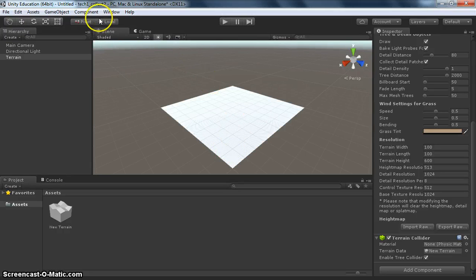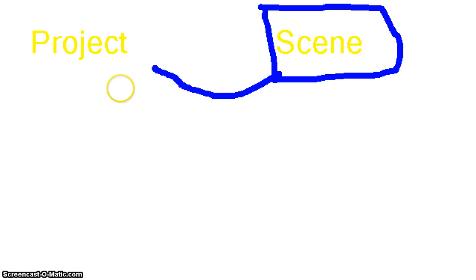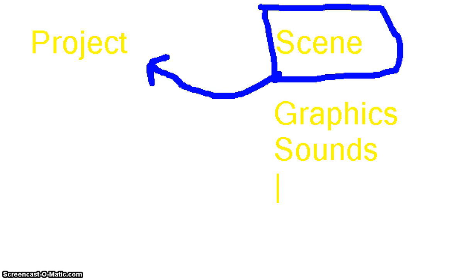Now we haven't even saved our scene. And just to describe a little bit differently, we have our project, and then we have our scene. The scene is just one file that is inside of your project. Okay? Along with your scene, we have things like graphics, sounds, etc. And all of those are just things that are inside of our big project, okay?